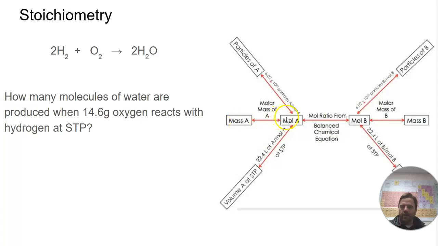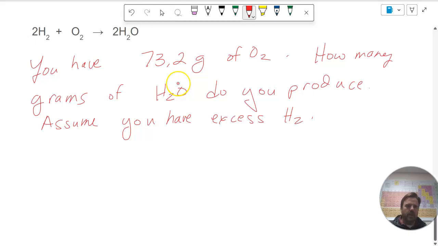So mass of A, we have to convert to moles of A using the molar mass. From moles of A to moles of B using the mole ratio from the balanced chemical equation. And then moles of B to mass of B. And you'll see this makes good sense as we work through it. Okay, and here's how we do that.